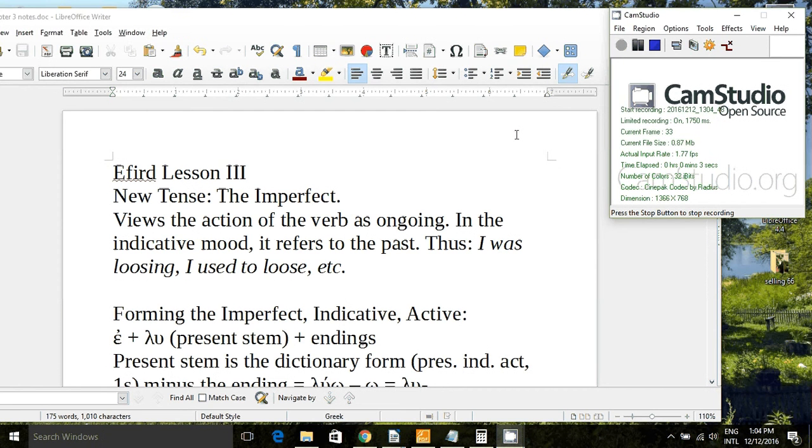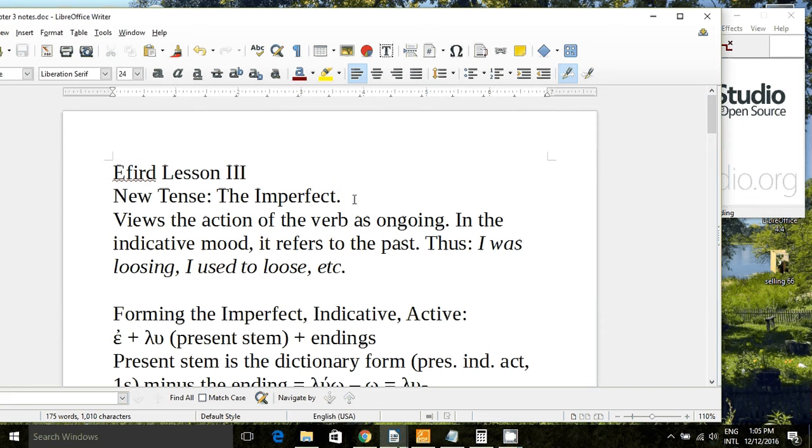We're in chapter 3, lesson 3. We're only going to learn a new tense, so nothing terribly new from what we've learned before. There are no new grammatical concepts besides the fact that, as in English, we've got a past tense, a present tense and a future tense. Of course, they have the same thing in Greek. And so the tense that we're going to learn today is the imperfect tense.